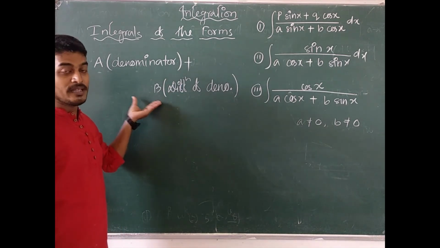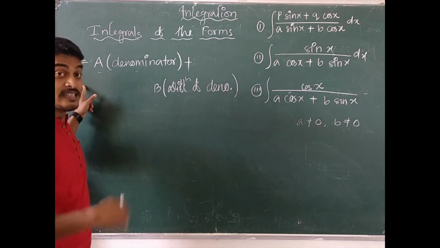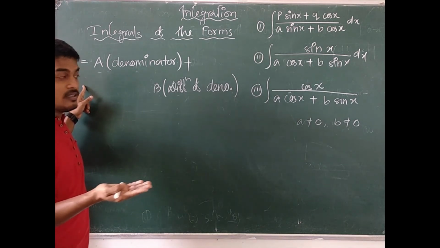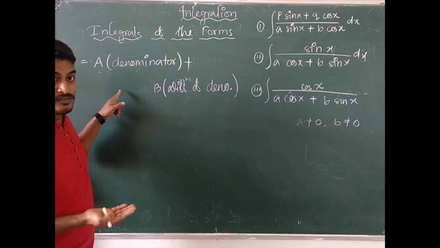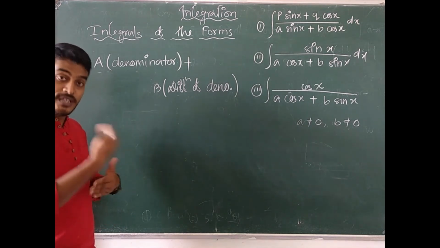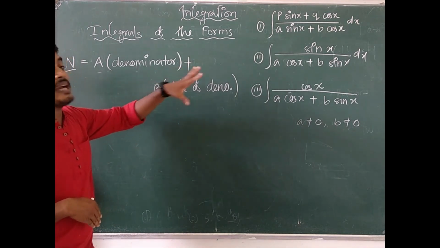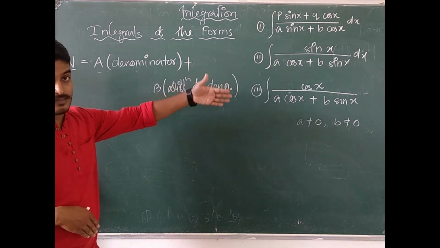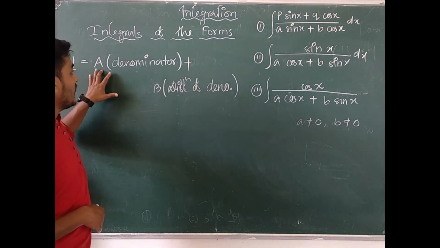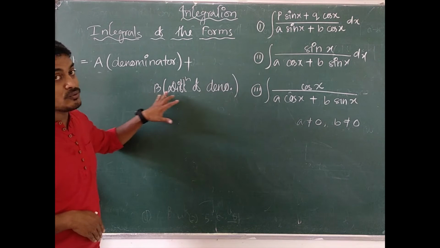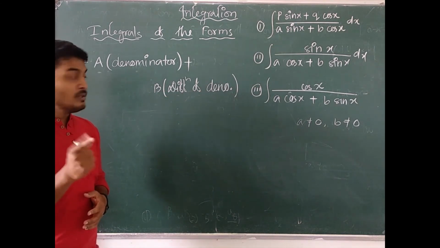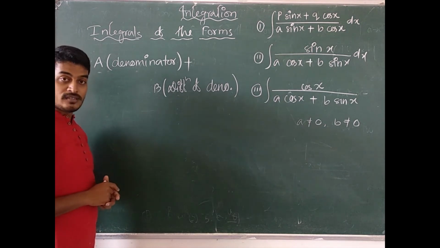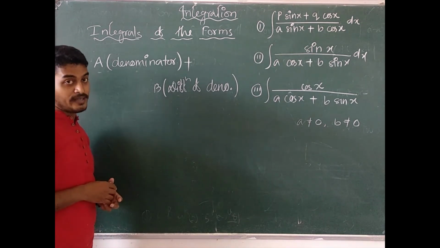What is a and b? That means in place of the numerator, just like the partial fraction method you have used before, here also the numerator will be expressed with another expression: numerator is equal to a into the denominator plus b into the differentiation of the denominator. Are you getting my point? Then what is a and b? A and b are constant quantities. We will try to find out the values of a and b.